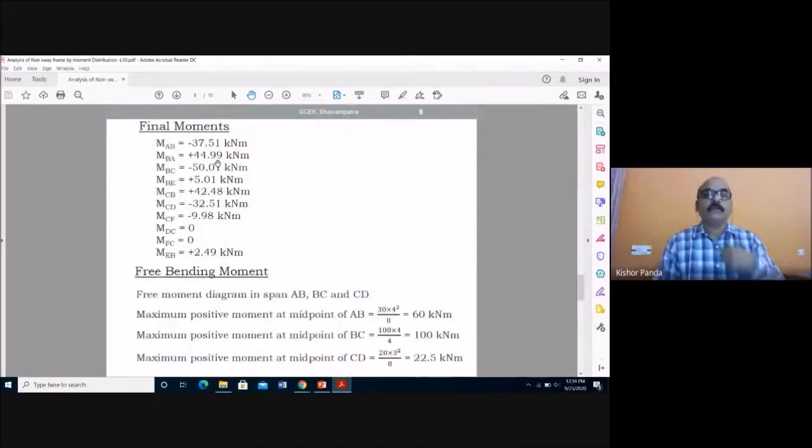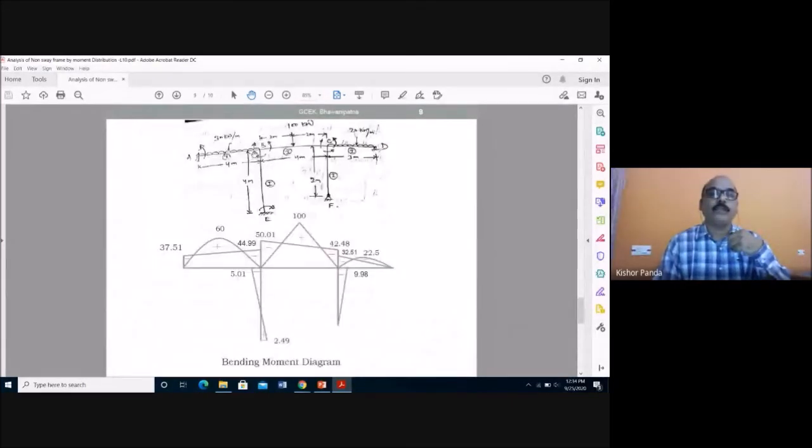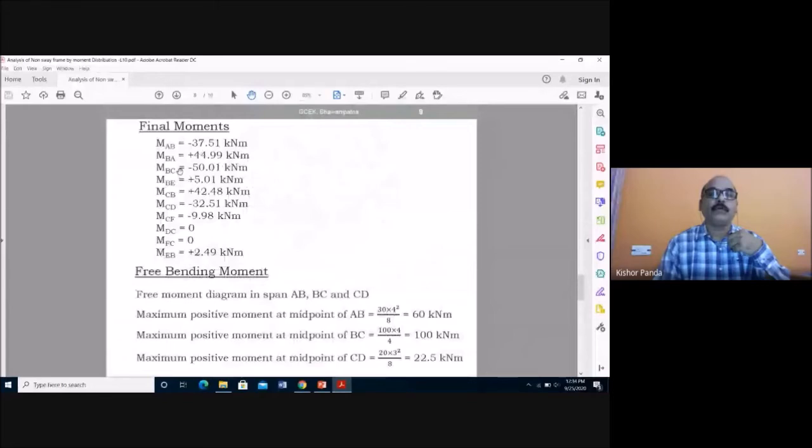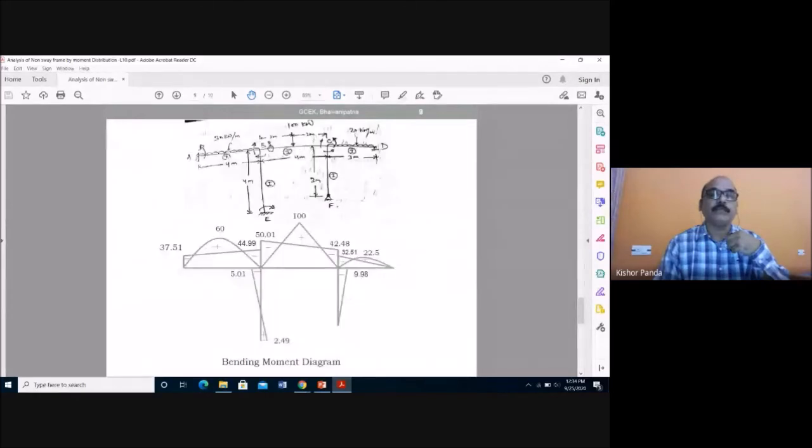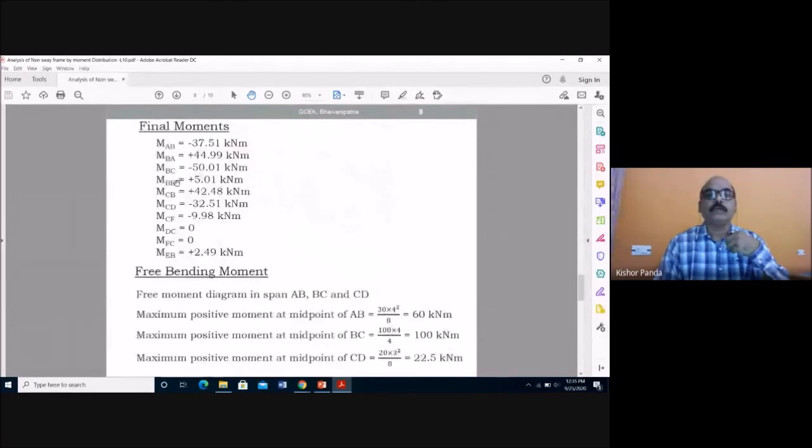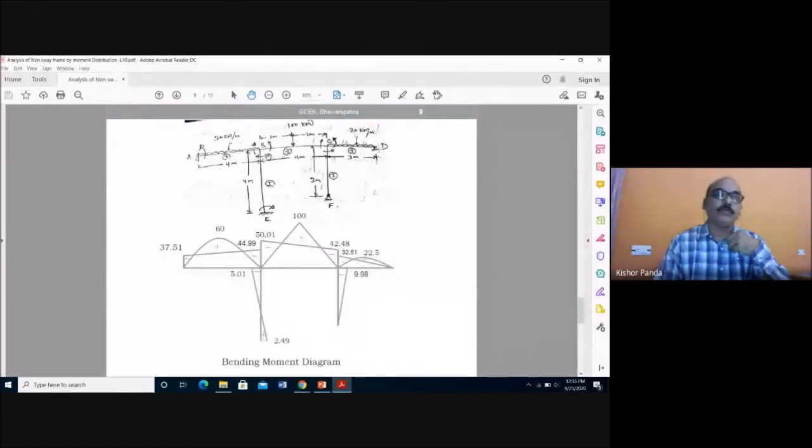Then MBA is plus 44.99, so here you have to give clockwise. Then MBC is minus 50.01, and once again, negative means anti-clockwise. Then MB is plus 5.01, which means clockwise. This is your B, so this is the direction of clockwise.